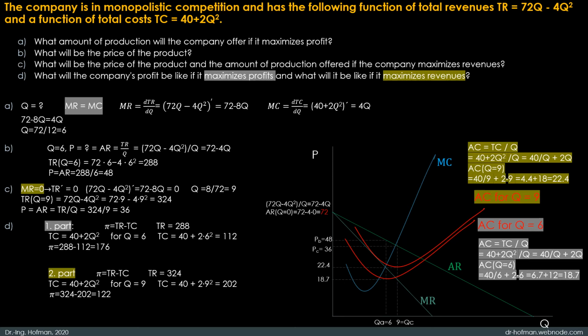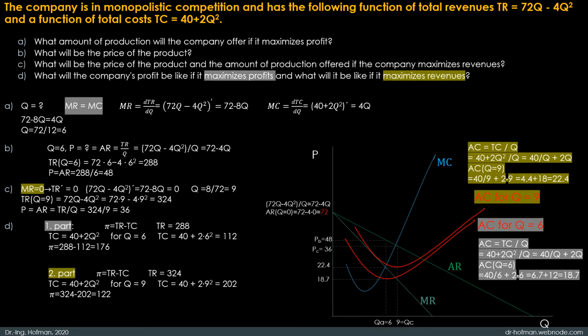You already know that we are maximizing profit when MR equals MC, marginal revenue equals marginal cost. Marginal revenue is given by the derivative of TR, total revenues, over Q. It means that the given expression 72Q minus 4Q squared should be derived according to Q, and it is 72 minus 8Q. Then I also need marginal cost.